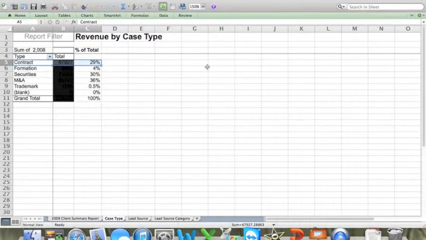So for us, we decided for the firm to grow that in 2009, we were going to focus more attention on increasing contract work, and we would maintain our current levels of marketing for M&A and securities work until the economy improved.